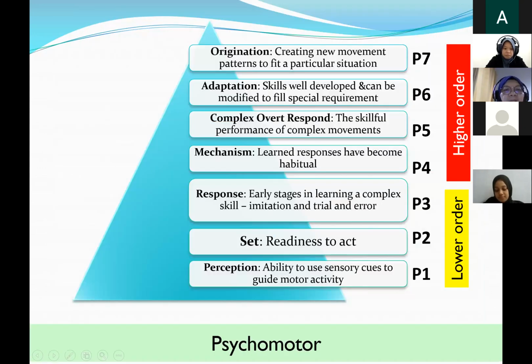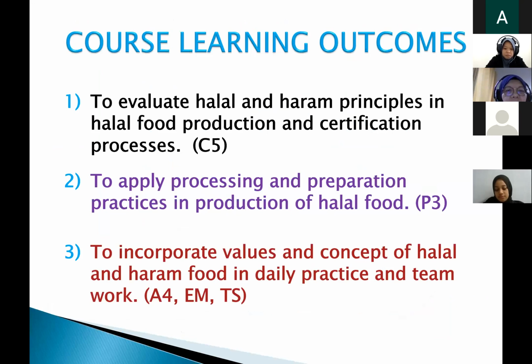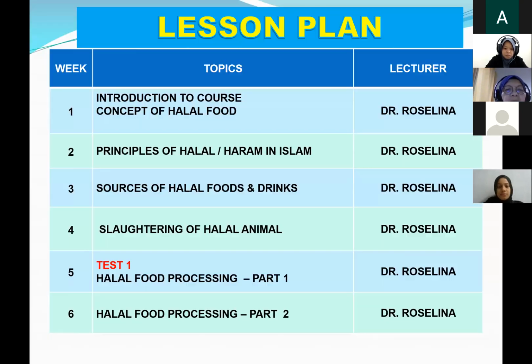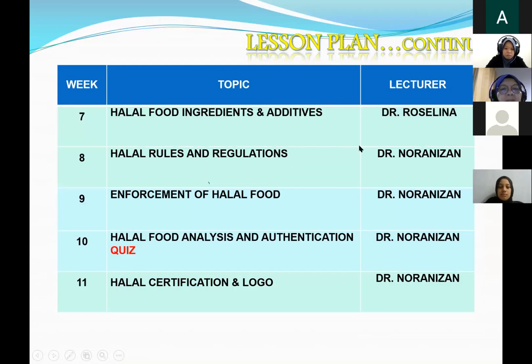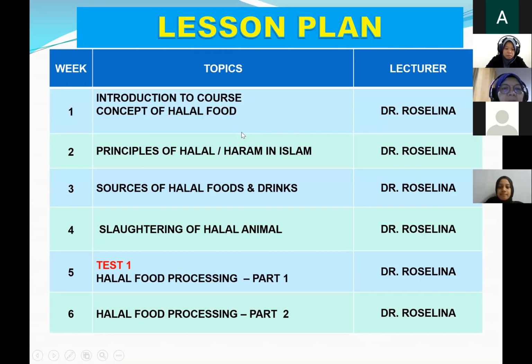Right. And then the content of the course. This is the lesson plan for this course for the first week until week 7. I will take the class here on this topic. Introduction, and then on the halal concept, and then I will also go to the principle of halal and haram in Islam, and then we will study about the sources of halal food and drink. Then after that, slaughtering of halal animal, and on week 4 or 5 we can have test 1.